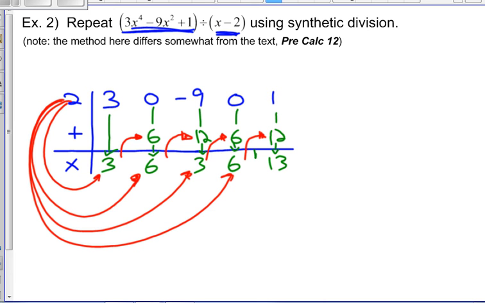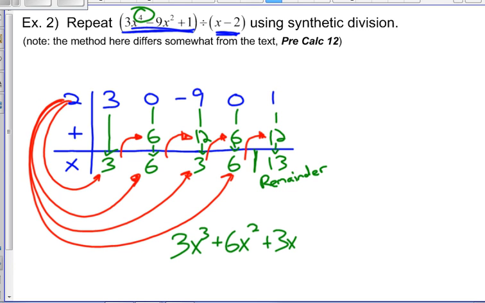And here's how it works. This last box here, this is your remainder. The powers on each coefficient, they just go down by 1 from this. So you had an x to the 4 to begin with. Now for our answer, we're going to have 3x to the power of 3 plus 6x to the power of 2 plus 3x plus 6 plus the remainder over the binomial.